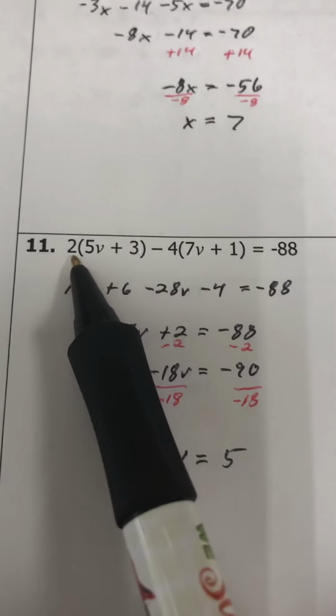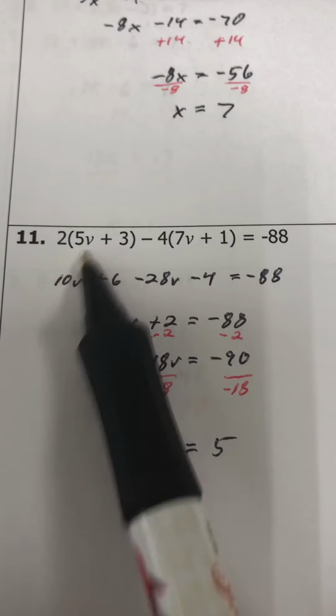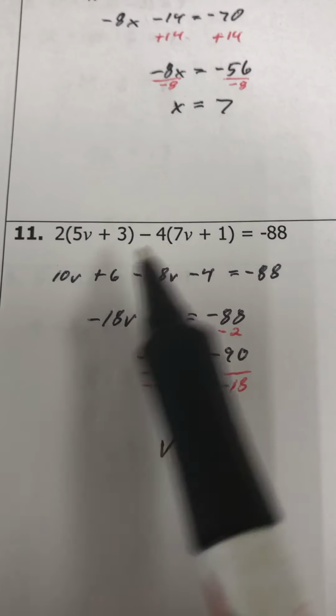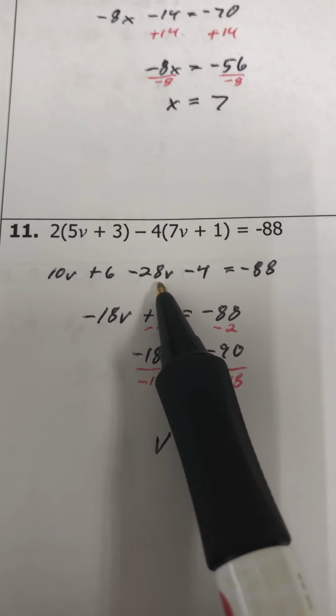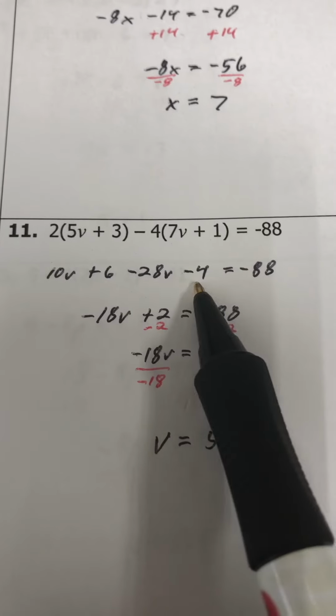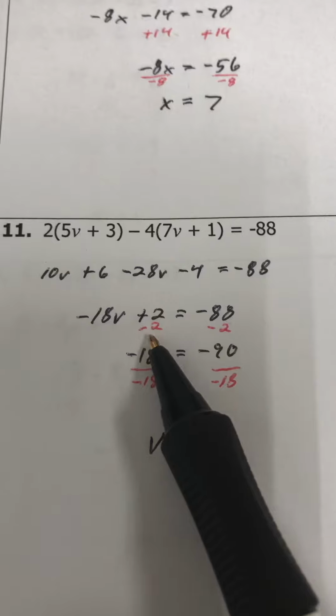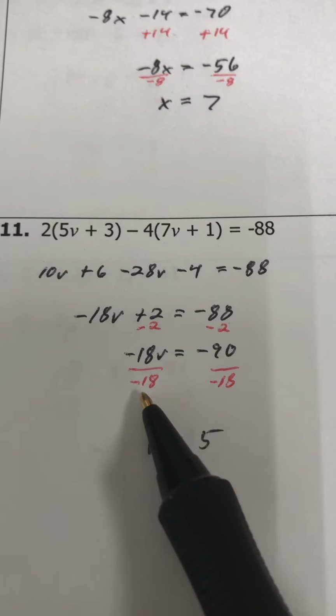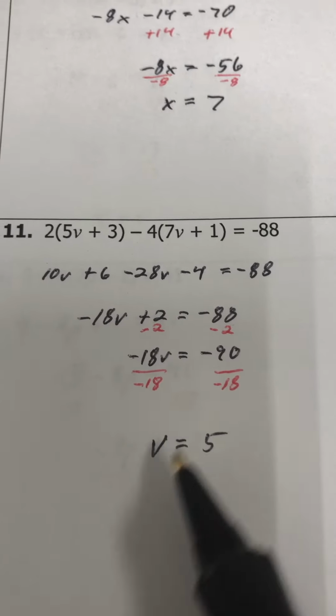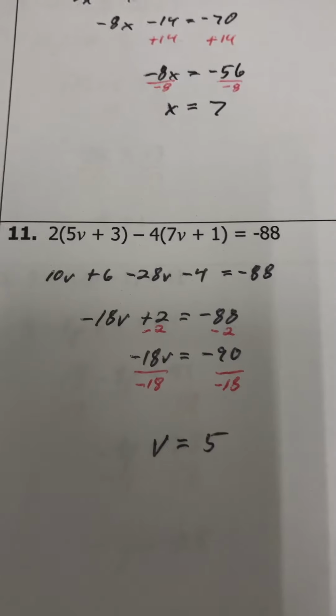For number 11, 2 times 5 is 10, 2 times 3 is 6, -4 times 7 is -28, -4 times 1 is -4. I just combine my like terms, subtract 2 from both sides, divide both sides then by 18, and that gives me v by itself.